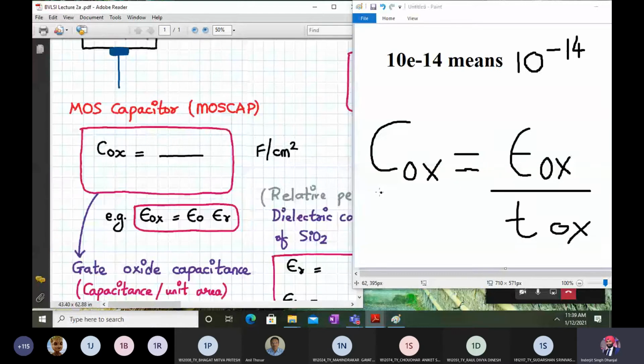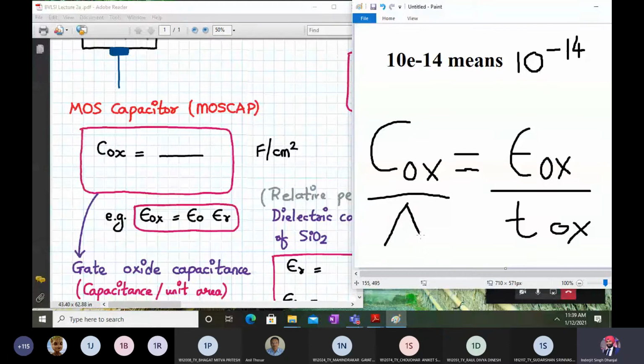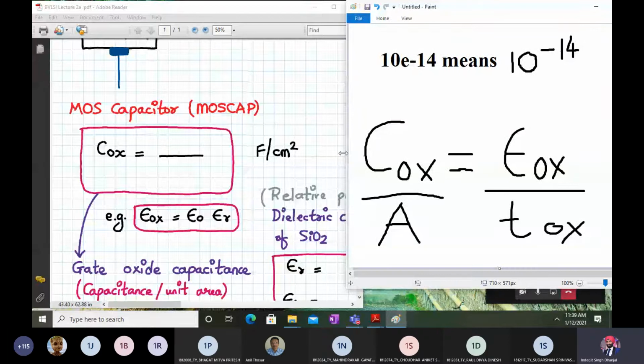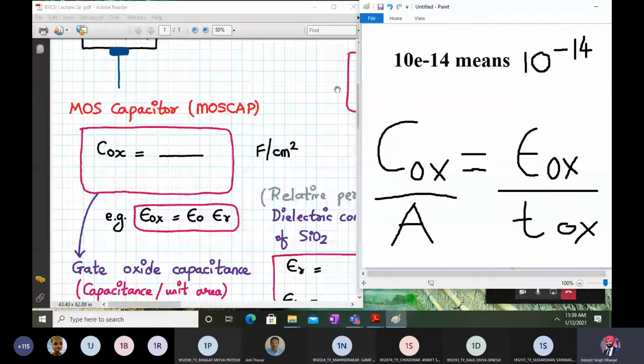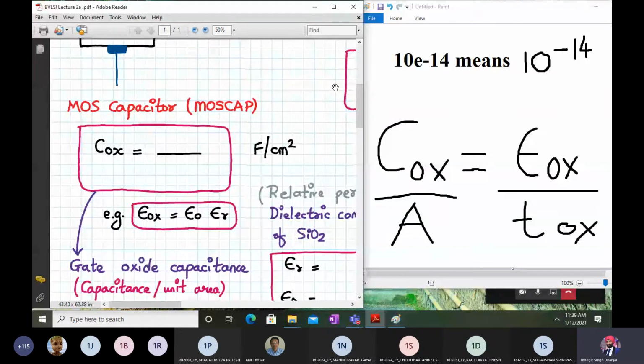Okay. So basically, its unit will be farad per centimeter square because it is capacitance divided by the unit area. So that's the difference between your parallel plate capacitor and your MOS capacitor formula. And hence the unit is farad per centimeter square. Okay. So now let's see these things in detail.